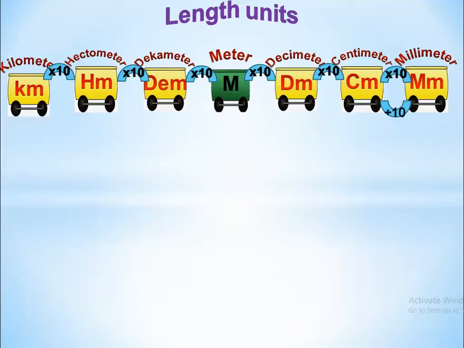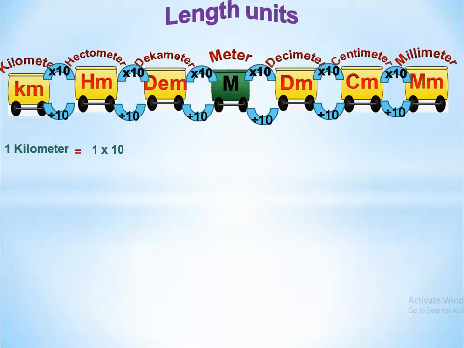Like from millimeter to centimeter, we are going to divide by 10. From centi to deci, we are going to divide by 10. From deci to meter, divide by 10. From meter to decameter, divide 10. From deca to hecto, divide 10. From hecto to kilo, divide 10. Okay, let's see. We know that 1 kilometer equal, yes, 10 hectometer.